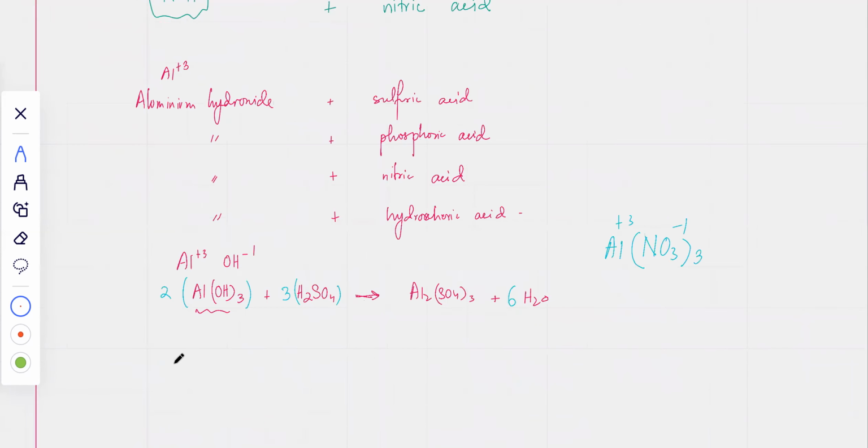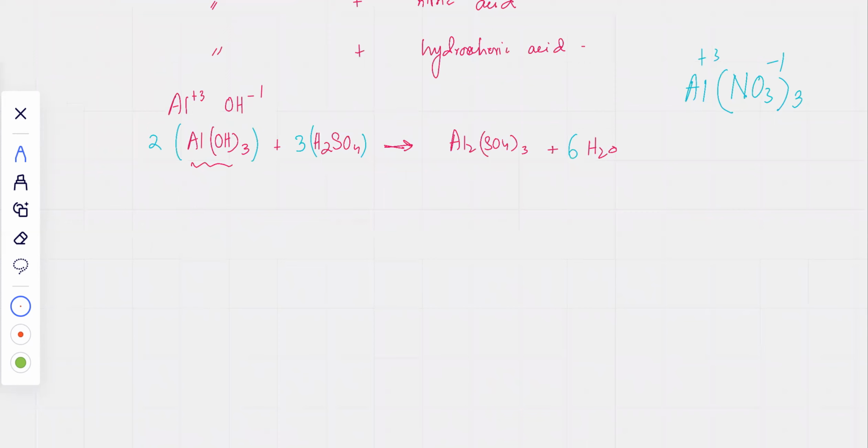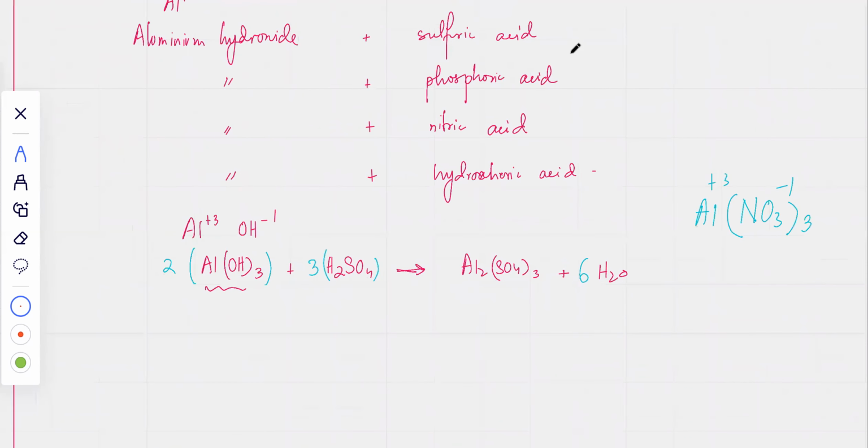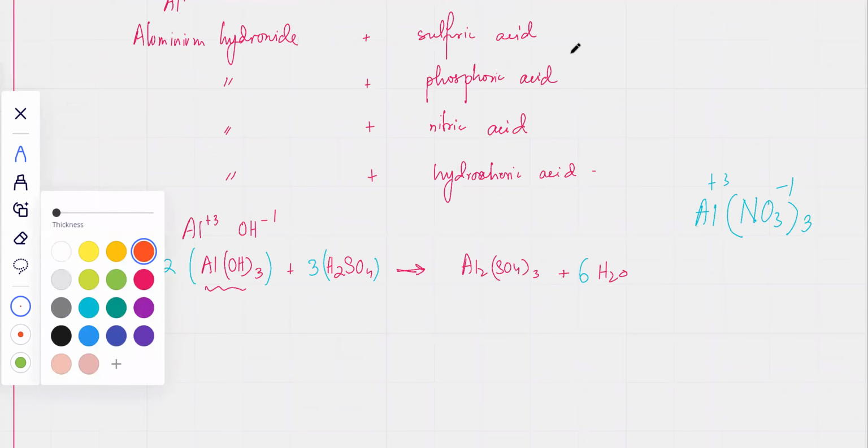This is the reaction that we were doing. Bases were hydroxides and oxides. They were all bases. So I'm going to do a couple of these reactions, like aluminium hydroxide with phosphoric acid. We learned how to balance these equations as well.